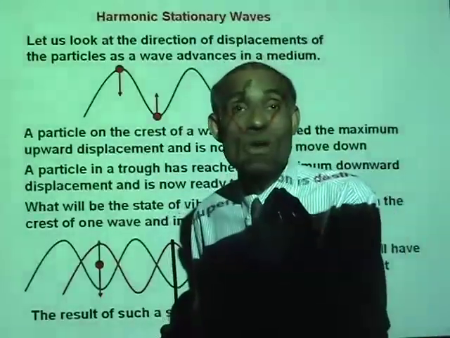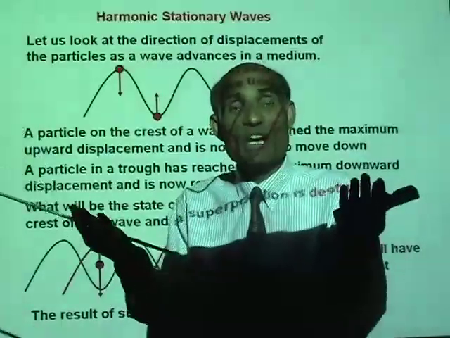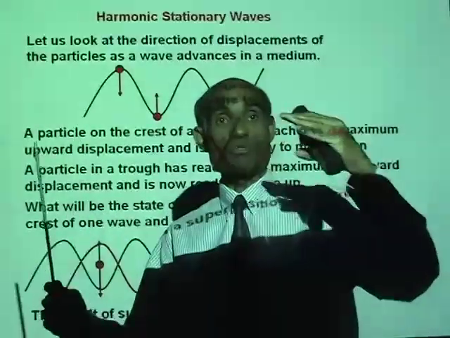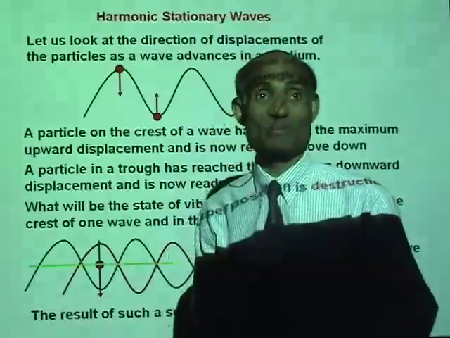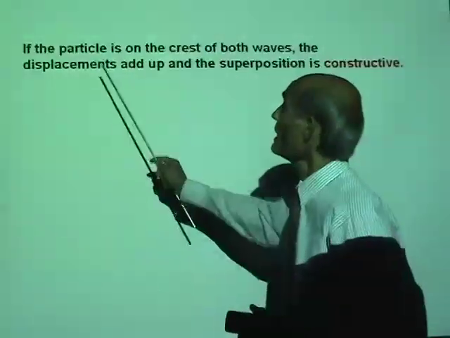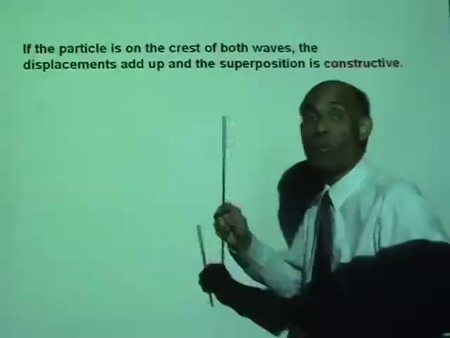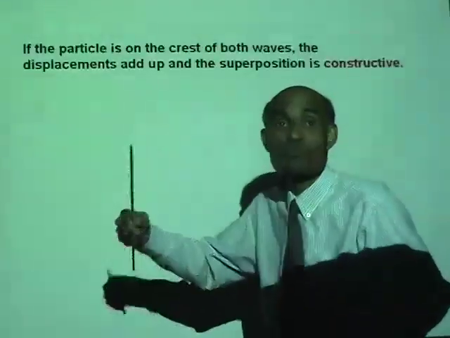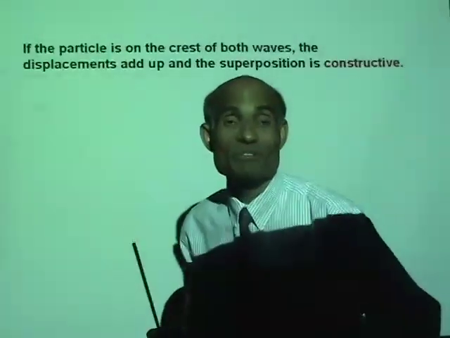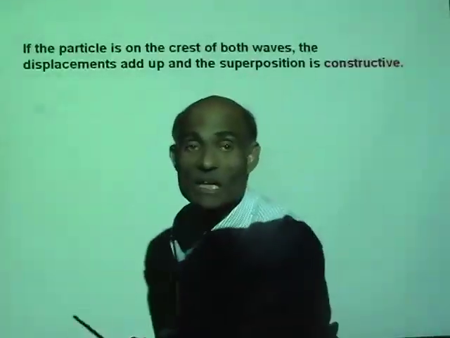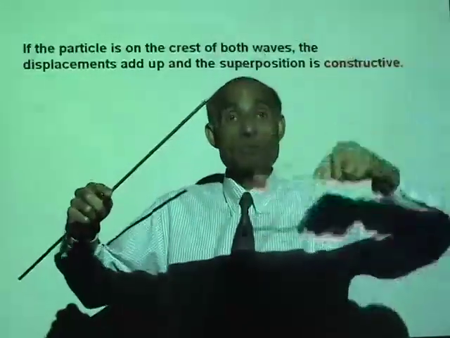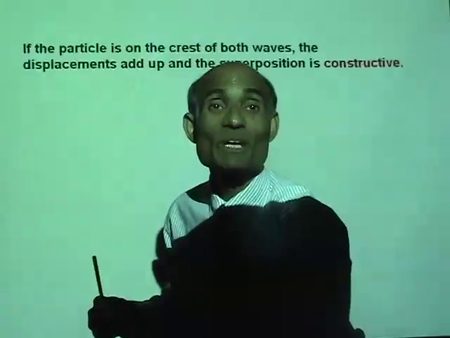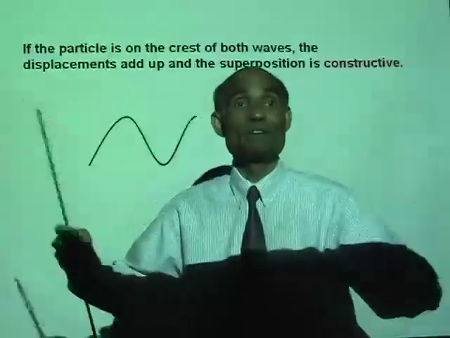Now, stationary waves are actually formed by the constructive and destructive interferences of two waves advancing in the opposite directions. We will have a look at that as we go on. If the particle is on the crest of both the waves, then the displacements will add up and superposition will be constructive. So when there is constructive interference, the displacements of the particles will be maximum. And when there is destructive interference, the displacements of the particles will be zero.